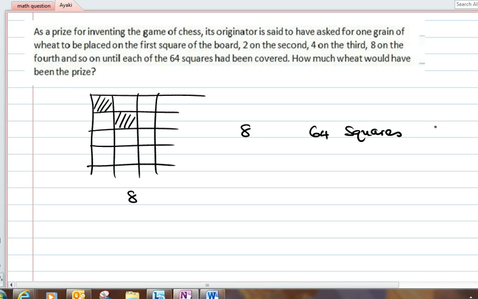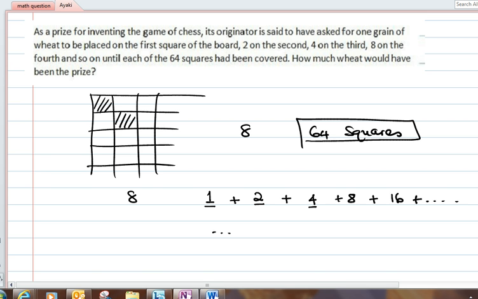Now the problem is this guy, whatever his name is, he said that we need to place 1 grain of wheat in the first square, plus 2 grains of wheat in the second, plus 4 in the third, plus 8 on the fourth, and obviously then 16 on the next one, and so on and so forth, until we cover all 64 squares.